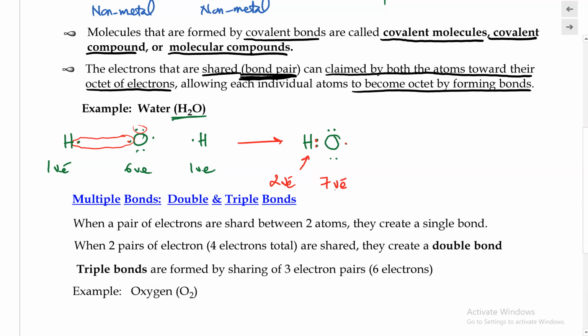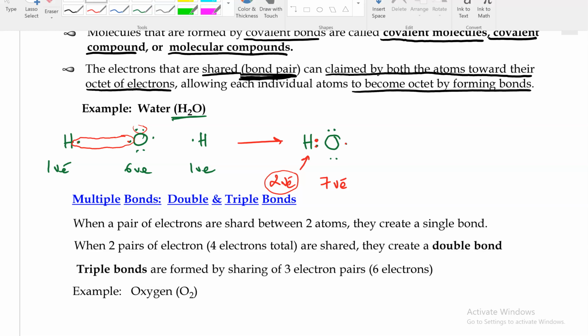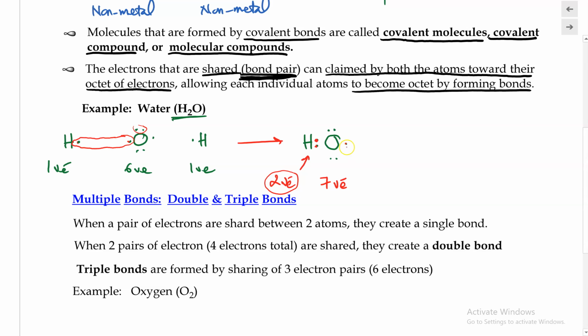So this brings them much closer to octet. And in this case, this hydrogen now actually has the amount of electrons it needs to be happy. Because hydrogen cannot have 8 valence electrons, but to be happy it needs 2 valence electrons, and it will have an electron configuration similar to helium. And now oxygen is becoming happier by forming one bond to go from 6 to 7 valence electrons.